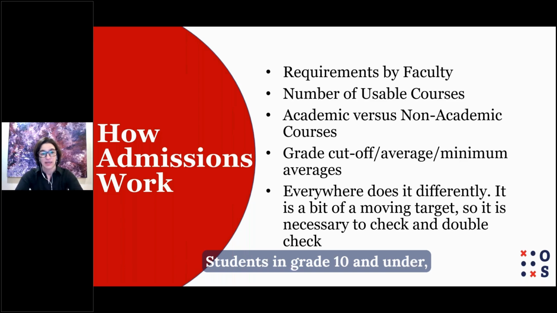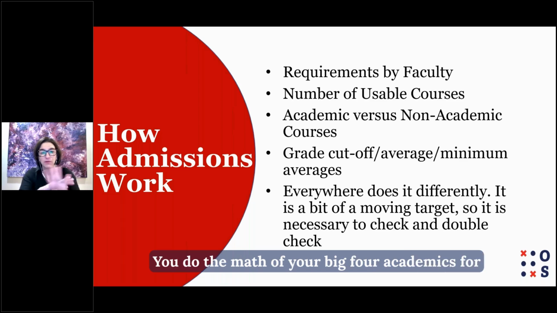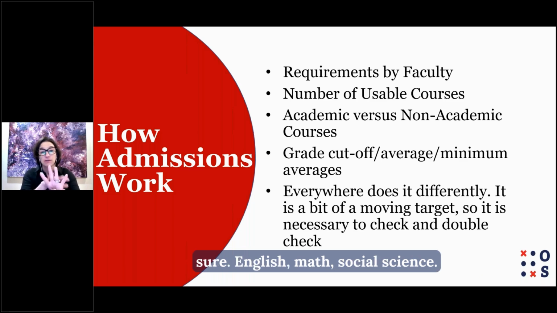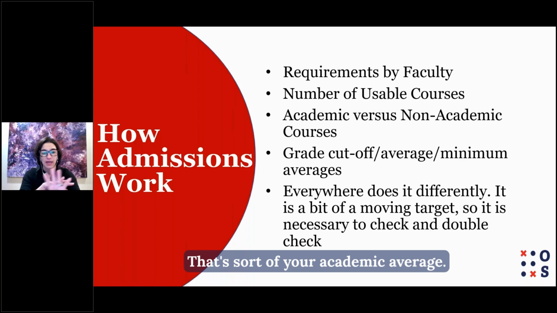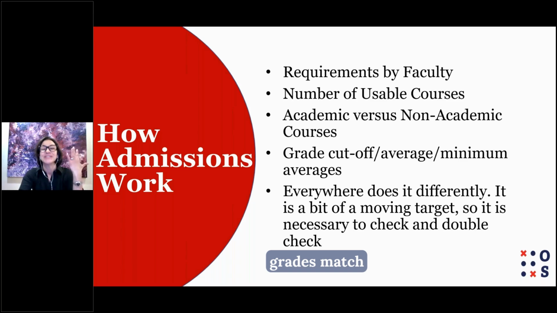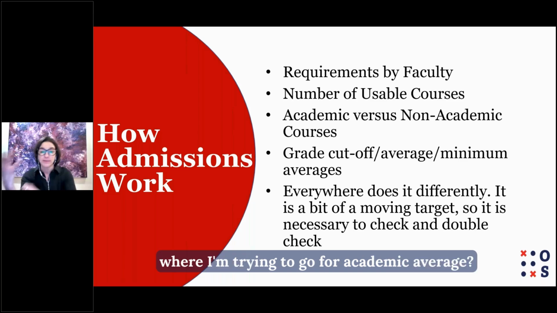Students in grade 10 and under, this is a really good litmus test. If you think about, these are the schools that I might want to go to, you do the math of your big 4 academics for sure, English, math, social science. If you're taking a foreign language, throw that in there too. That's sort of your academic average. And you can think about, do my grades match where I'm trying to go for academic average?